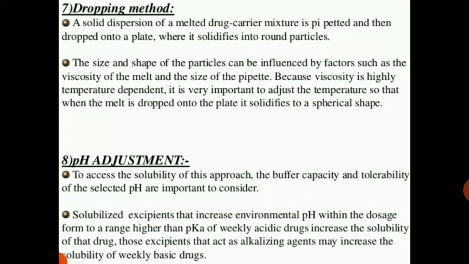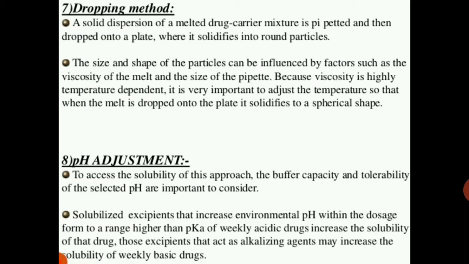The next method is the solvent method. Accurately weighed amounts of active drug and the carriers are dissolved in minimum quantities of chloroform in a round bottom flask. The solvent is removed using a rotary evaporator. The obtained solid dispersion is transferred onto an aluminium pan and allowed to dry at room temperature.